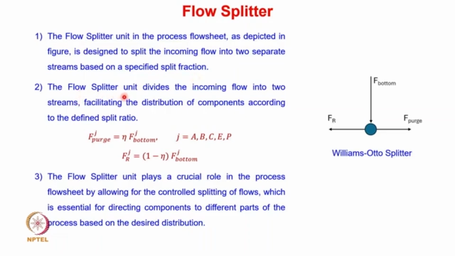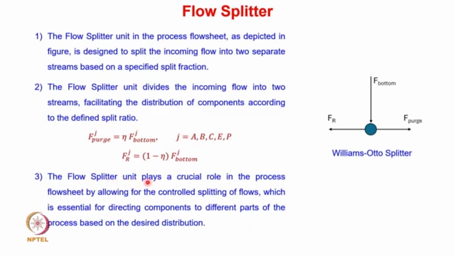Okay, so the flow splitter unit divides the incoming flow into two streams, facilitating the distribution of components according to the defined split ratio. In this case, fj purge is given as eta into f bottom j. Here eta is nothing but the split fraction. So you can see that a specific fraction of the f bottom will be separated as a purge, and the remaining 1 minus eta into fj bottom, this much stream is recycled back.